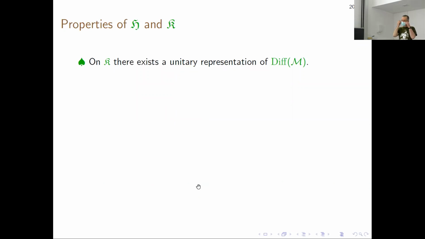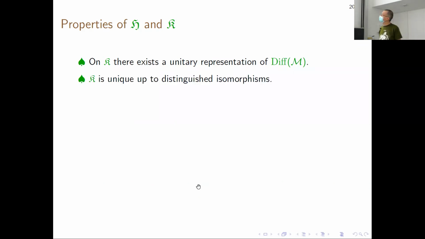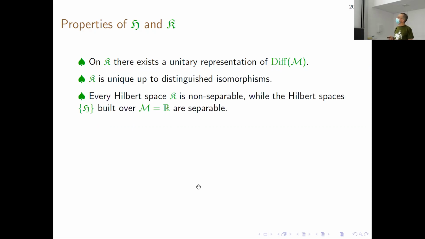Okay, let me now tell you about some other properties of these spaces. I hope that it is not a surprise for you if I say that on this new space K, there also exists a unitary representation of the diffeomorphism group, and that again this space is also unique up to some distinguished isomorphism. What else? It is easy to show that every Hilbert space K is non-separable.